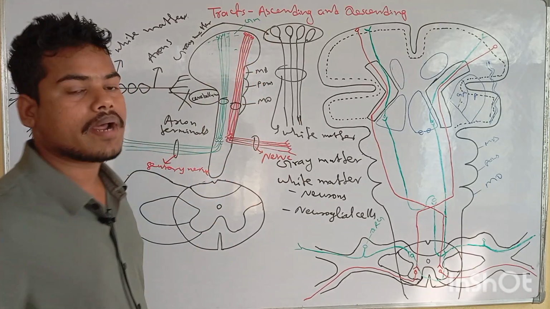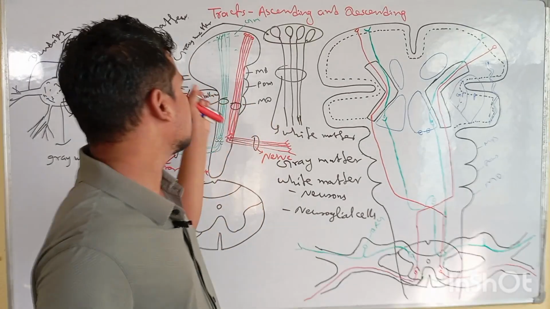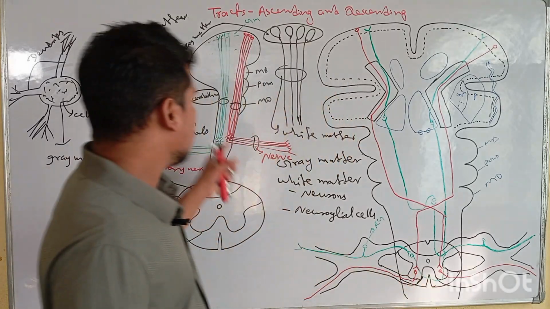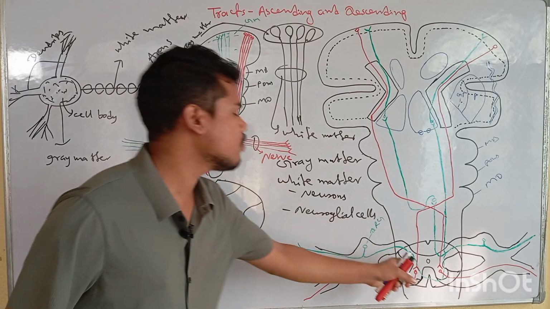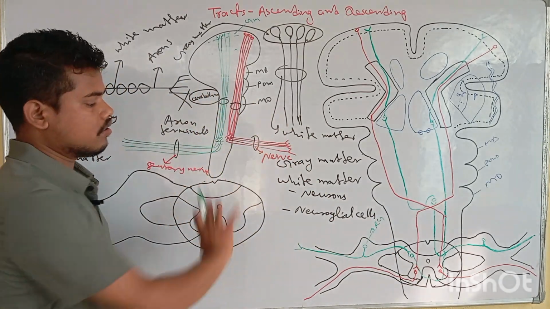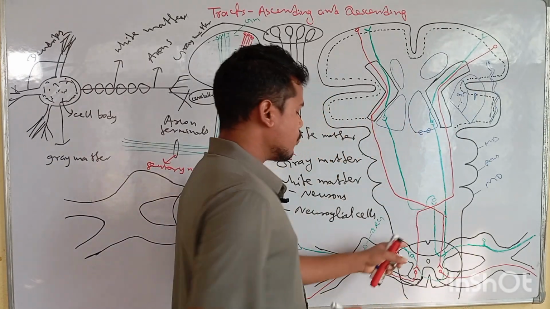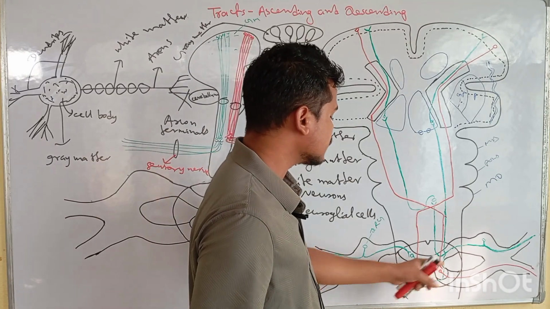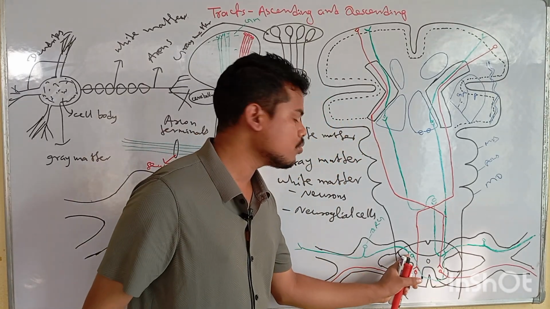And in the cerebral cortex, what happens is that in the periphery there is the gray matter, and centrally there is the white matter. In the same way, in the cerebellum it is the same thing: outside will be the gray matter and inside will be the white matter. This is the difference between the spinal cord and brain, the gray matter and white matter distribution.